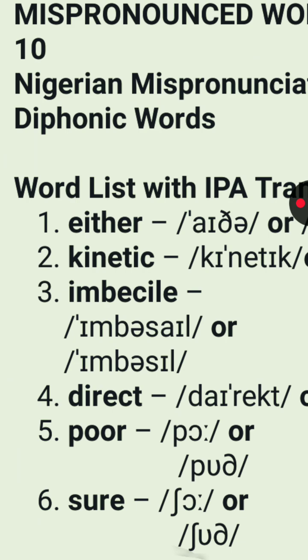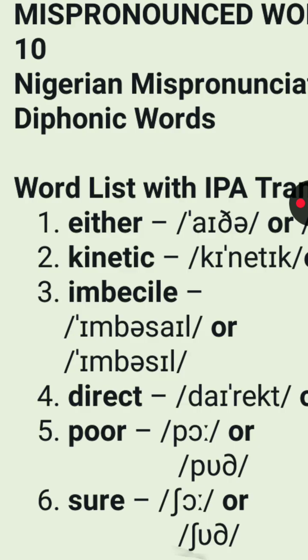Number five, we have pour, which we spell as P-O-O-R. The pronunciations are also two. We have pour and pour. The first one is transcribed as p sound and long O sound. The second one, p sound and the ua sound to give pour. The first is pour, the second is pour.